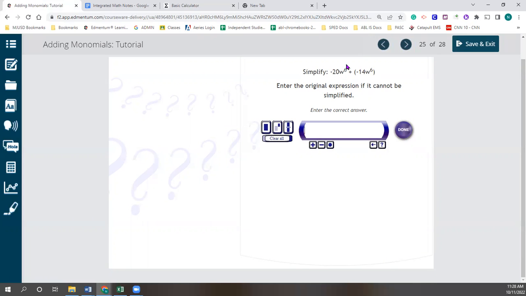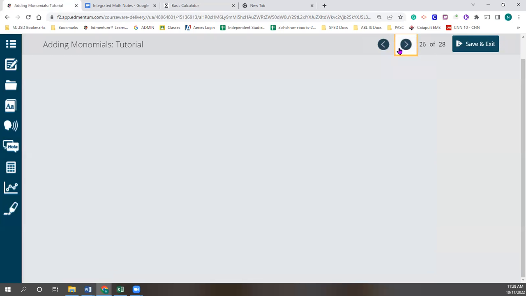Negative 20 W6 plus negative 14 W6. Are they the same term? Great answer. Yes, they are. So I can simplify that expression. I know that negative 20 plus negative 14 is going to be a lot more negative. 34. So I'm going to type in negative 34 W, 6 power. So I got an exponent 6. Done. Great. Check. Ready. Awesome.